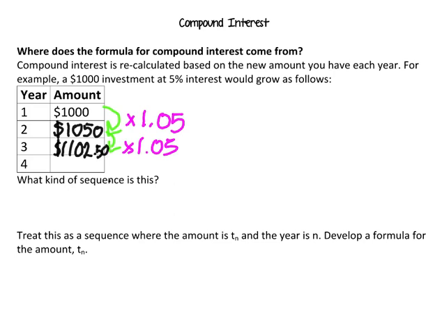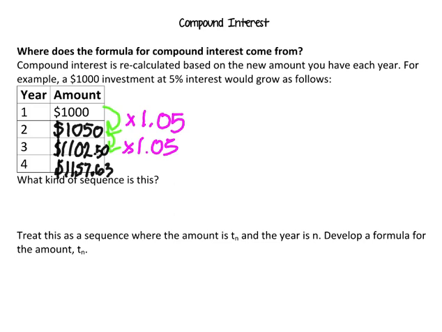In the next year, from the third year to the fourth year, we multiply by 1.05 again. That gives us interest on not just the 1,000 that we initially invested, but also that extra $102 that we've already earned. So now we're up to $1,157.63, and it goes on like that.